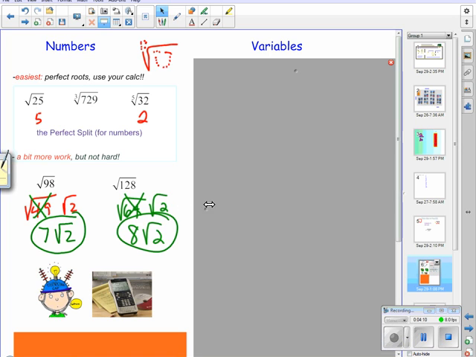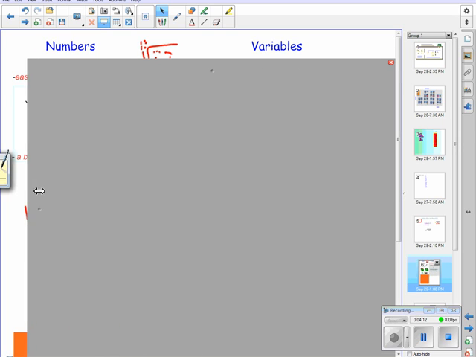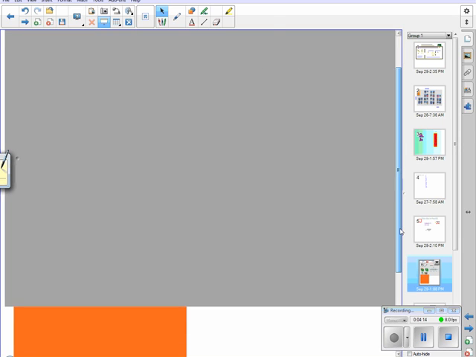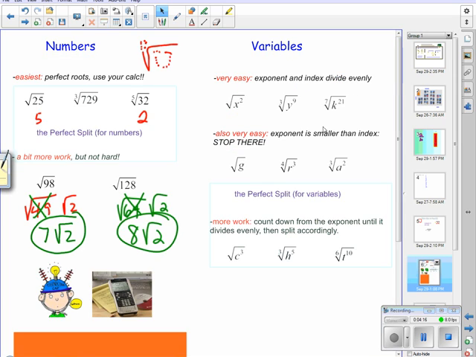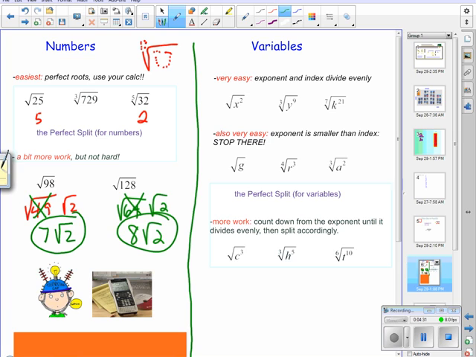Well, variables are going to work very similarly to the numbers. You still have to split up, but I think in a lot of cases they're easier than the numbers, because you only have 3 cases, and in the variables it won't matter what is in the index. Whatever this procedure is, it's going to work for square roots, cube roots, fourth roots, any root.